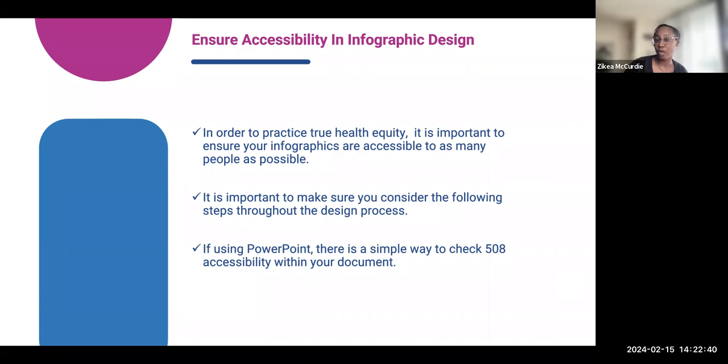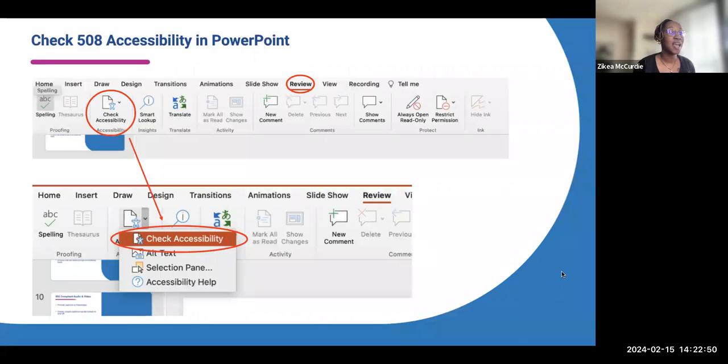And if using PowerPoint, there's a simple way to check 508 accessibility within your document. On this slide, I'm just showing you how to check accessibility on PowerPoint. You'd use the review tab, check accessibility, and then it will open up a panel that will show any 508 or accessibility errors currently in your PowerPoint for you to edit. We do also have a training on creating 508 PowerPoints that can be found on the NPIN Health Literacy website as well.